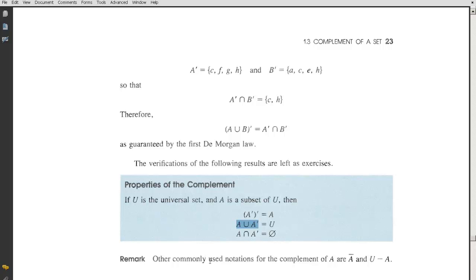And then they say other commonly used notations for the complement of A are this or this. These all mean the complement of A, in addition to A prime. And also, as I said, some books use A^C, with a little C above it. Instead of a prime, they use a little C here.